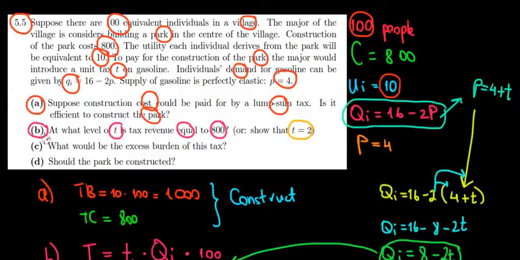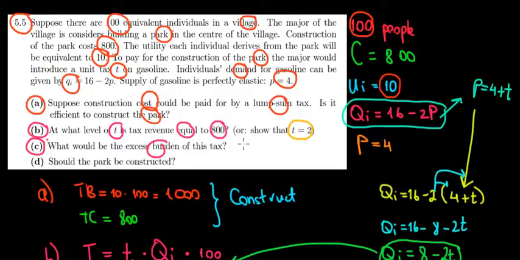Let's have a look at part C now. What would be the excess burden of this tax? So why would we have an excess burden? Well, because we're charging a tax on a product, on gasoline. So meaning the consumption behavior of the people is going to change. They're going to buy less gasoline because it's taxed. That's causing an excess burden.